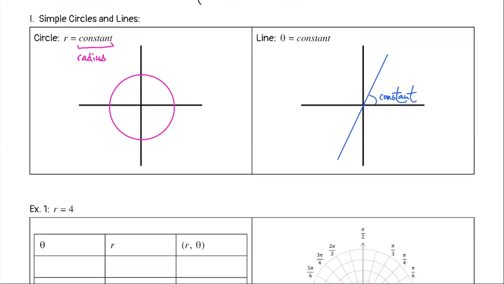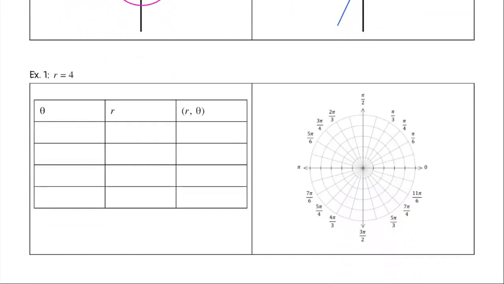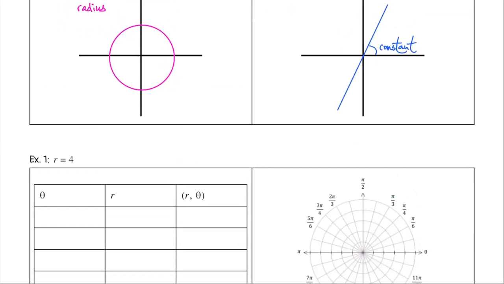Now, I can tell you that, but let's construct a few to make sure that we really understand where that comes from. How do we know that? All right, so let's take a look at example 1. r equals 4. Based off of what we said from above, we know that this is going to be a circle centered at the origin with a radius of 4.